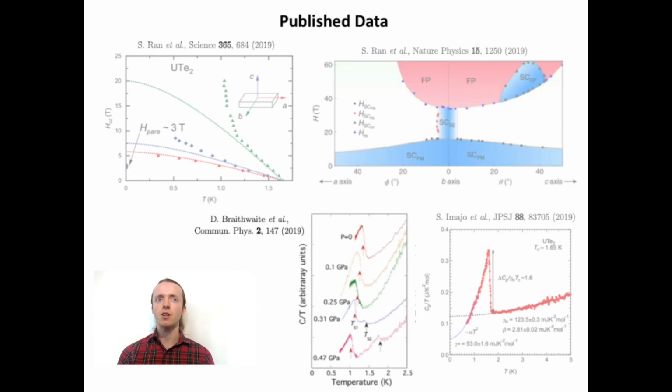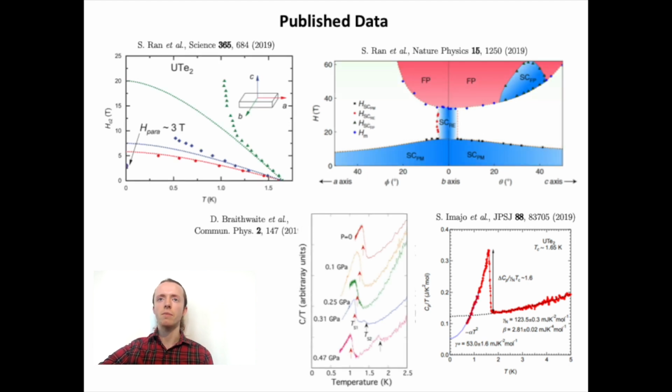A split transition under the application of pressure was seen in heat capacity measurements by Braithwaite et al., suggesting multiple superconducting states in the phase diagram of uranium-tellurium-2, and a residual heat capacity Sommerfeld term in the superconducting state has been observed universally, shown here in a measurement by Imago et al. The residual Sommerfeld term equaling approximately half the normal state value, along with NMR results, have motivated suggestions that half the electrons form equal spin Cooper pairs.